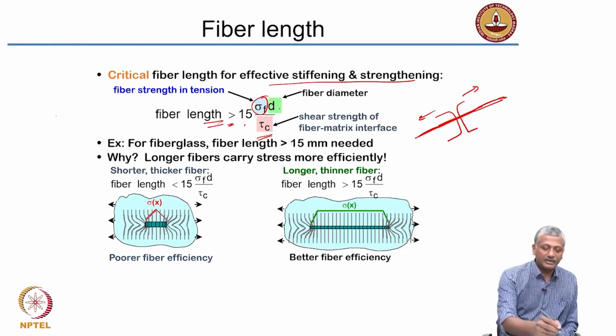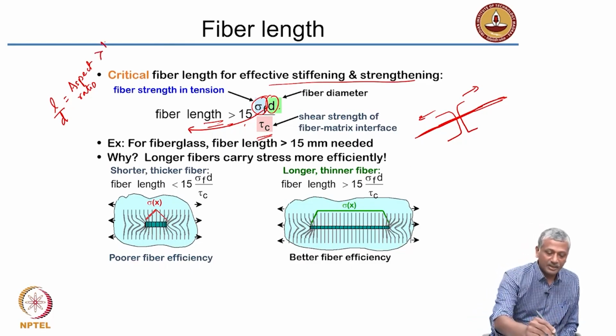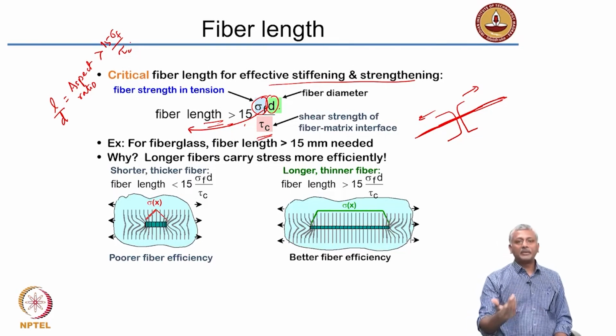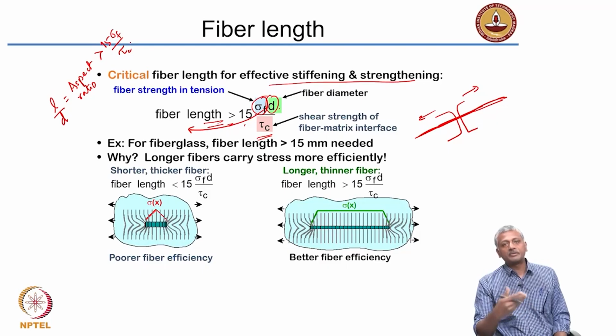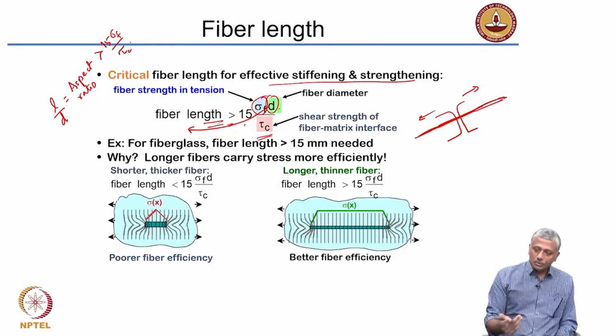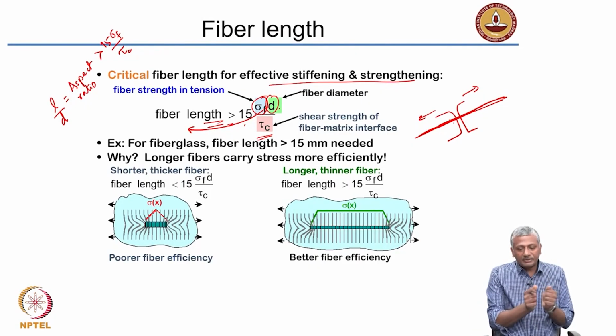Very often we define the length to diameter ratio as the aspect ratio of the fiber. So if you bring this diameter here, obviously it says aspect ratio should be greater than 15 times sigma f by tau c. Obviously the shear strength of the fiber matrix interface will depend upon the kind of matrix that you have. For a polymer matrix it will be different, for concrete it will be different, and so on. But at the same time you need to ensure that you are choosing fibers that have a high enough aspect ratio to lead to an effective stiffening or strengthening of the material and effective holding of the cracks together.